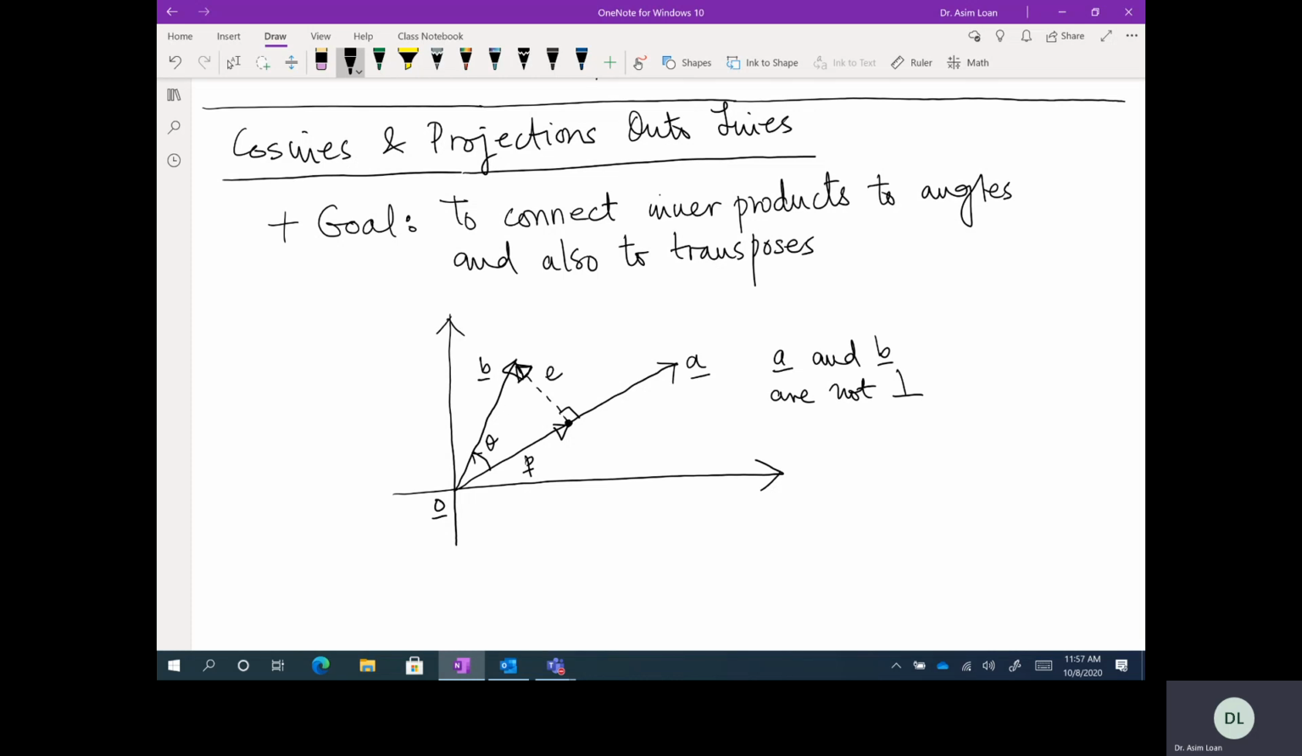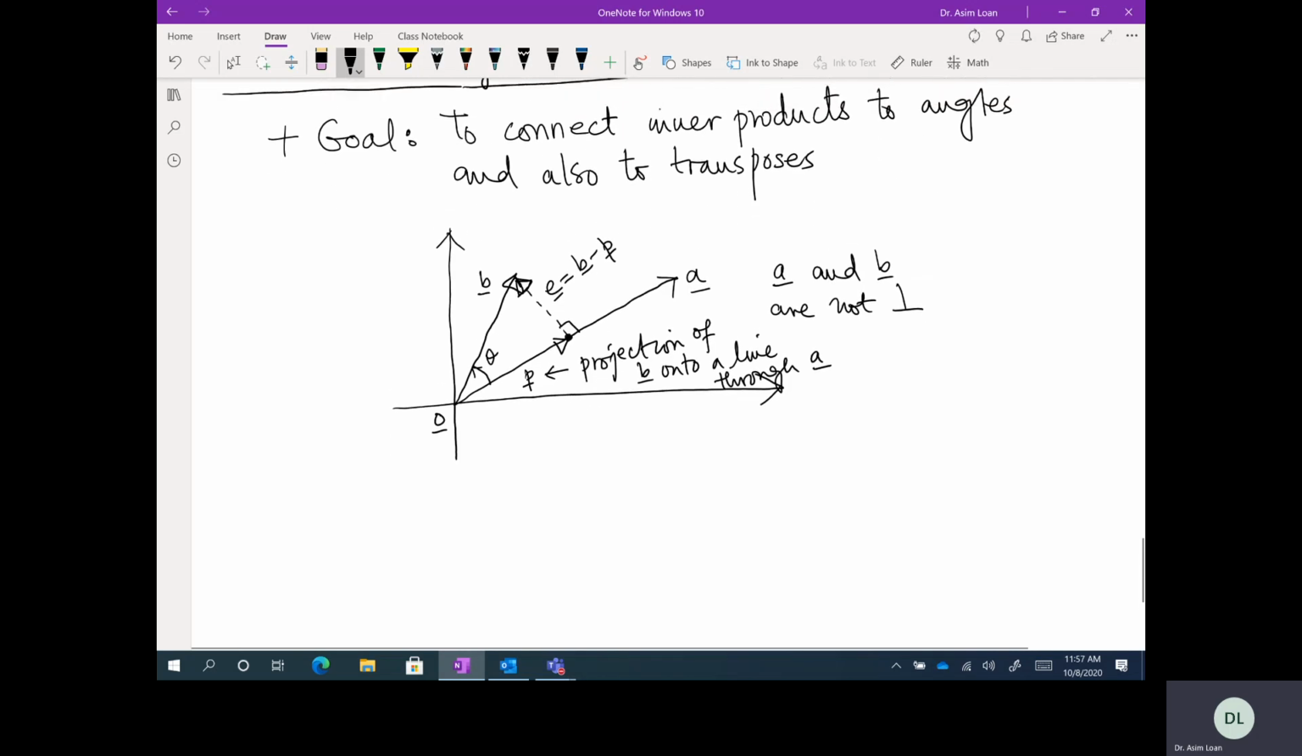So this vector is e, which is obviously b minus p. Right? So e is b minus p, this is p. p is the projection of b onto A. Actually, this point is a projection, but this vector is in the direction of A. So this is the projection of b onto a line through A. We can easily generalize this to a subspace, because a subspace can also be a line. So we can always say, okay, this is the projection of b onto a subspace. So we'll do that in a little while.